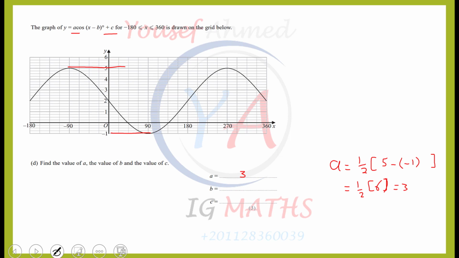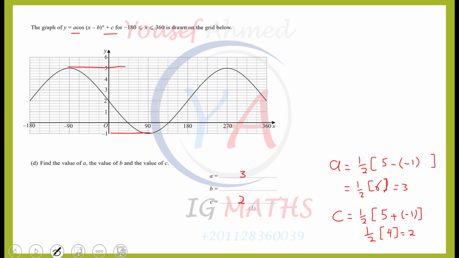For c, what you need to think about now is point c. Just keep b for some time. C is half times the maximum value, which is 5, added to the minimum value, which is -1, so it gives you 4. So it will be half times 5 plus -1, which is 4. Half times 4 gives you 2. So it's going to be 2.